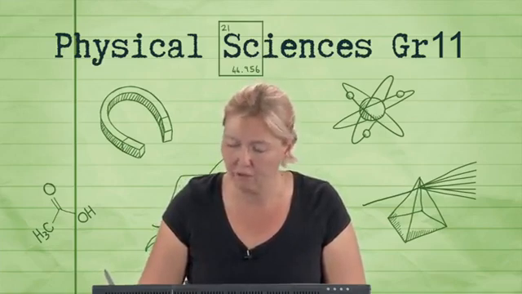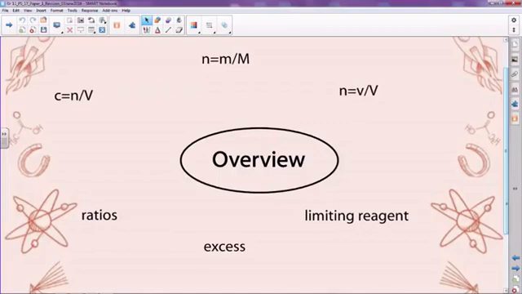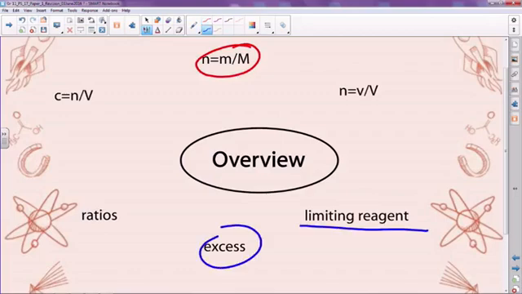What I've got here is all of the chemistry stuff, which we'll worry about next week, but I just want to remind you, we've done moles equals volume over molar gas volume. We've got moles is mass over molar mass. We've got limiting reagent, we've got excess, we've got ratios. That's the stuff that we did last week.